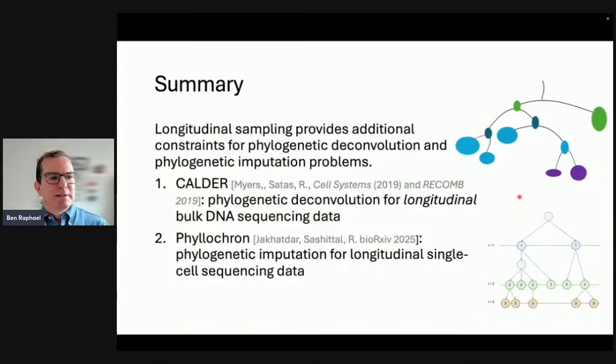So the summary here is that when you do longitudinal sampling, there's additional signal in the data. And if you're going to be doing this deconvolution problem one would solve in the old days when you had bulk sequencing, or if you're going to do this imputation problem, a newer problem when you have single cell sequencing, you can incorporate this longitudinal structure and then get solutions and ask whether or not we really think clones disappeared or reappeared. And we think we can recover these rare clones by using and modeling this structure.